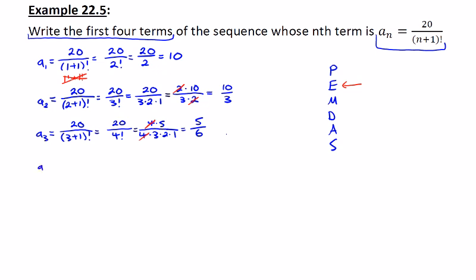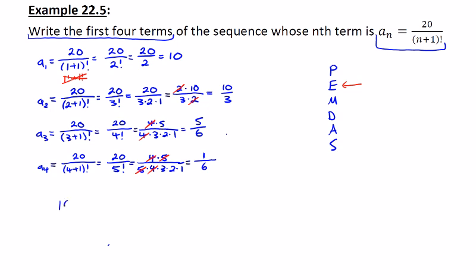And we'll do this one more time. A4 will be 20 divided by 4 plus 1 factorial. So that's going to be 20 divided by 5 factorial. 5 factorial, 5 times 4 times 3 times 2 times 1, and then 20 I'm going to write again as 4 times 5, and this time I conveniently get the 5 and the 4 to cancel, so my denominator is still going to be 6 with the 3 times 2 times 1, and then when all the factors from the numerator cancel, there is still a factor of 1 that's there, and so I end up getting 1/6.